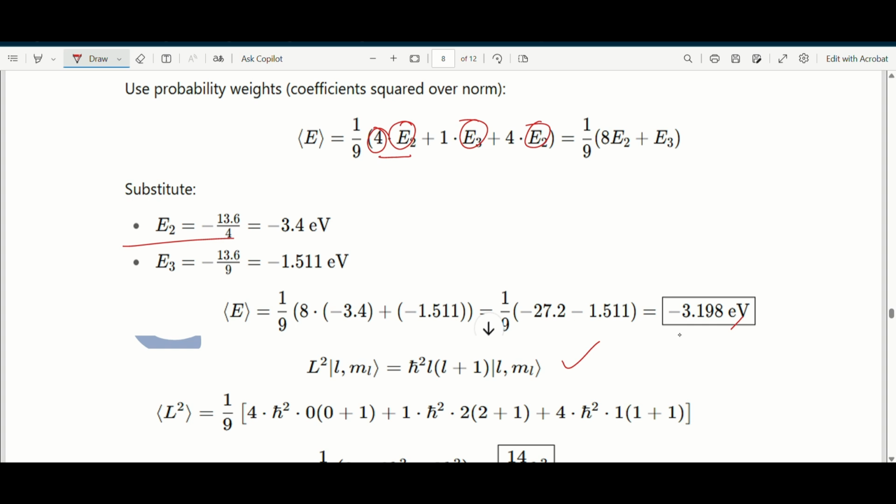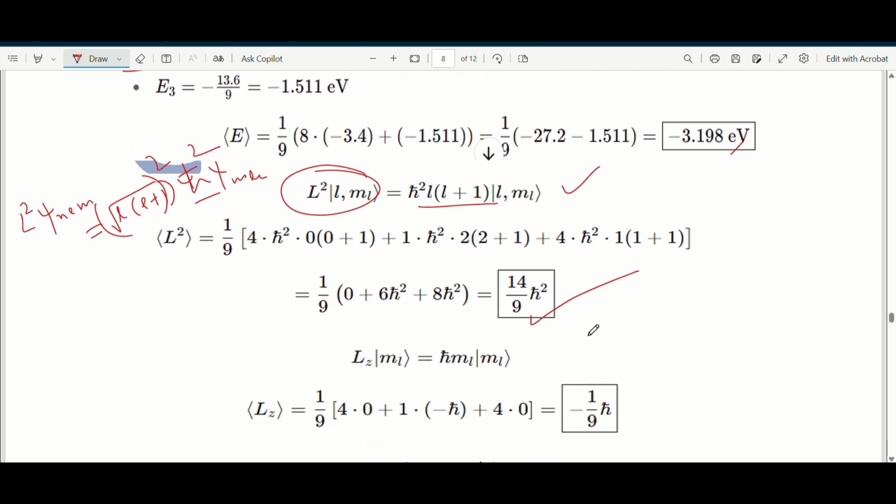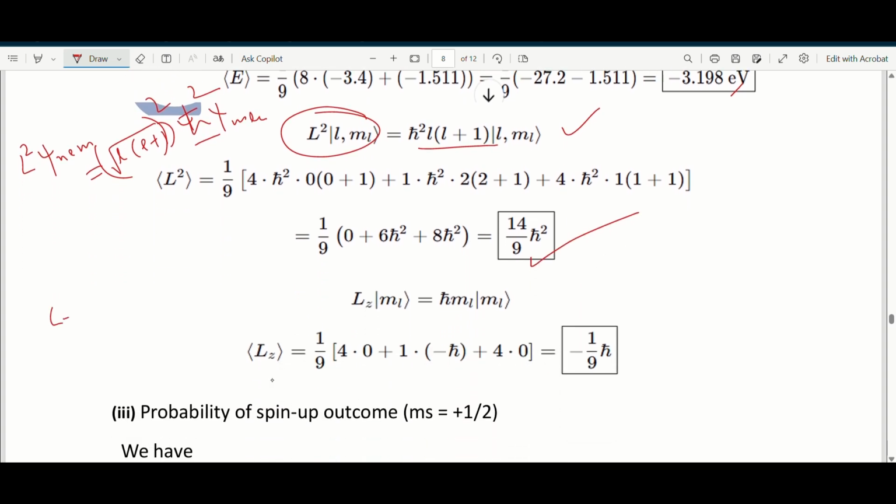Now we know that if we operate L square on state psi, we get L into L plus 1 into H cross square times psi. So this is the expression H cross square L into L plus 1, and using this we get L square. In a similar way, if we operate Lz on psi, we will get m H cross psi. So here we also find Lz. In a similar way, this is the Lz value.